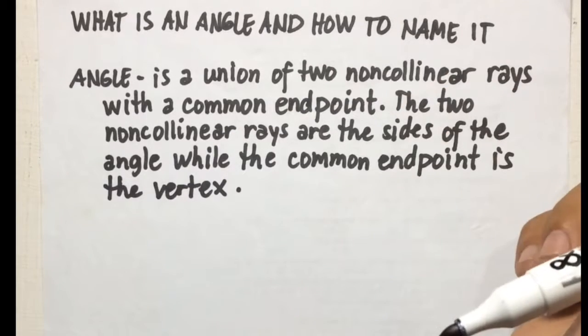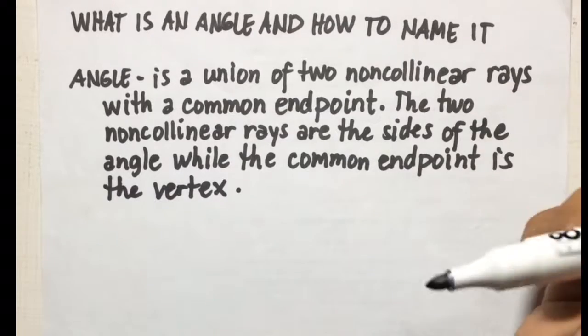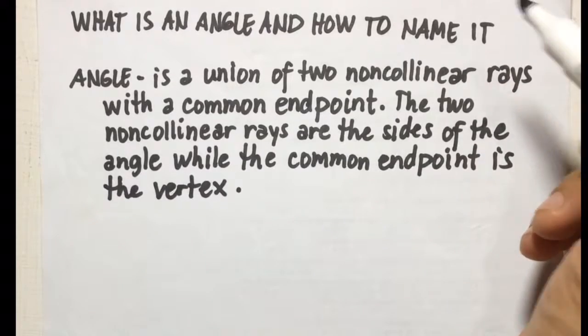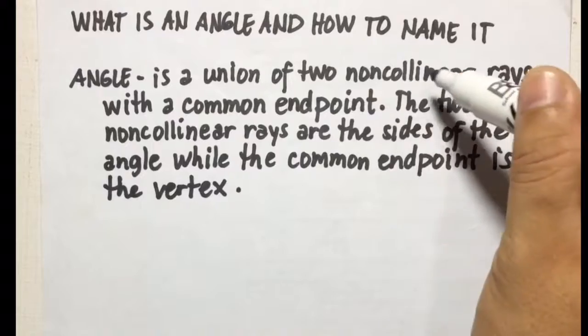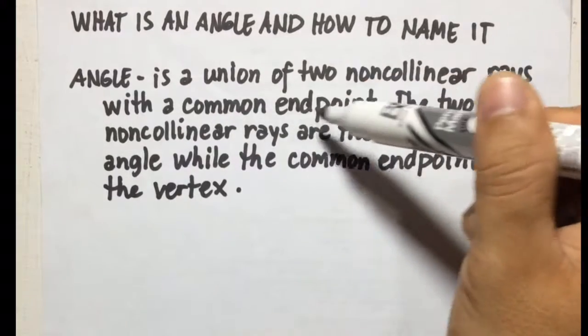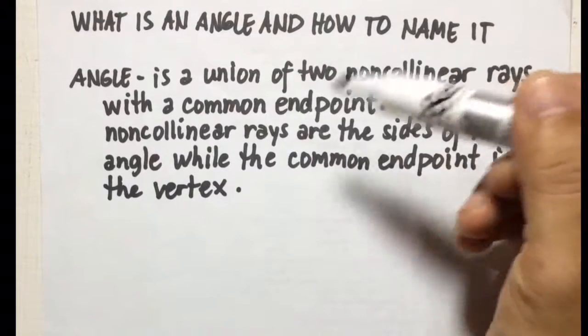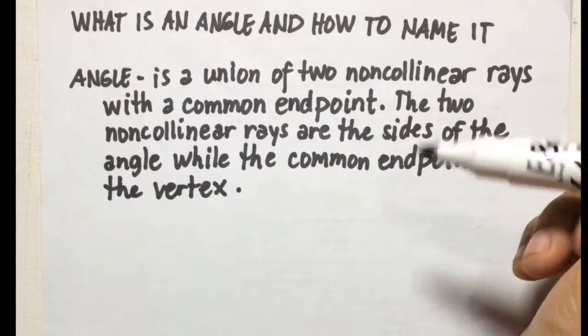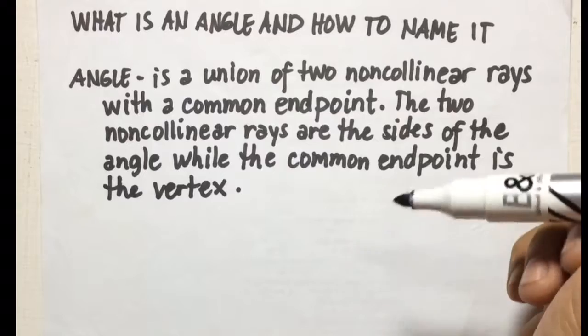So we have here the definition of an angle. An angle is a union of two non-collinear rays. When we say non-collinear, they are not on the same line, and they have a common endpoint. The two non-collinear rays are the sides of the angle, while the common endpoint is the vertex.